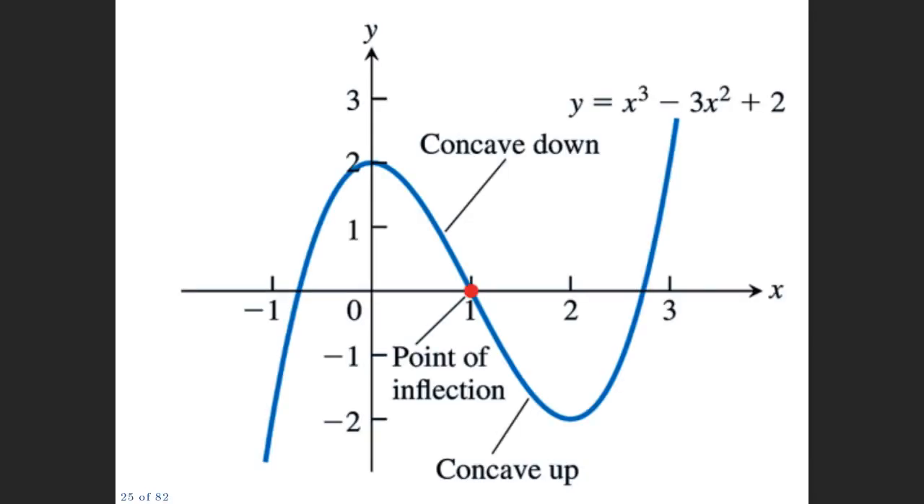And I can show you the graph of this function. On the left of 1 is concave down, on the right of 1 is concave up, and the point of inflection is the point where x is 1 and y is equal to 0.